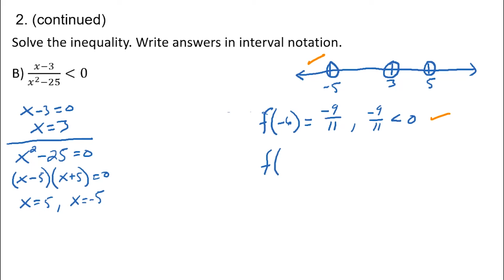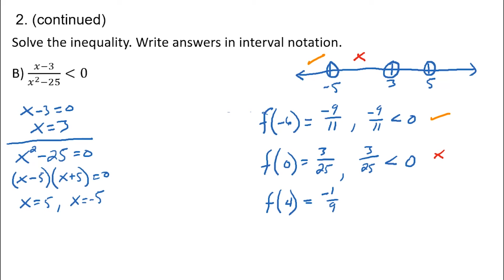Next I'm going to choose f of 0, and the result that I get is positive 3 over 25. When I plug this into my inequality, is positive 3 over 25 less than 0? No, that's not. This interval, where I got the 0 from, gave a false statement, so that whole interval is not part of our solution. In between, I'll use f of 4, and the result is negative 1 over 9.